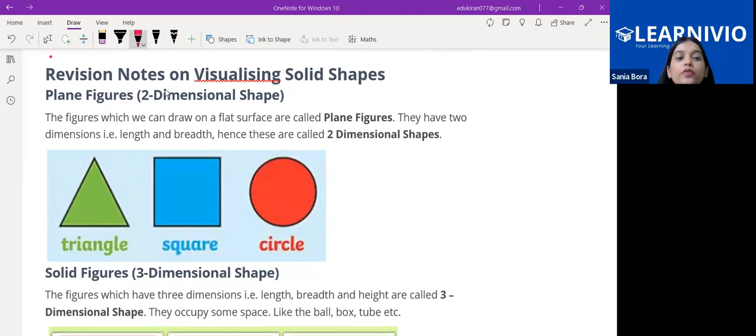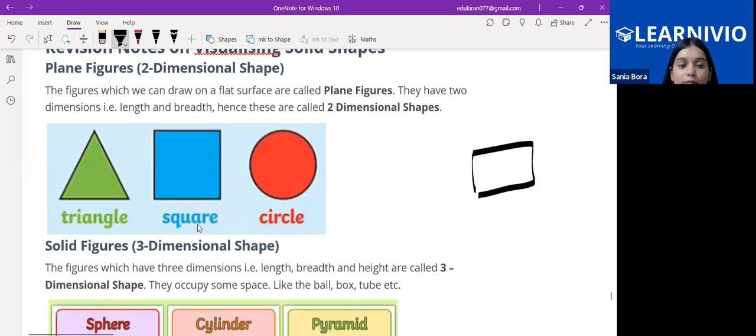So we are going to start a new chapter today, which is visualizing solid shapes. First we will make a few notes, and on the basis of that we'll be starting. The figures which we can draw on a flat surface are called plane figures. Any figure which you can draw on a plane surface, a flat surface, is a plane figure. They have two dimensions, length and breadth, hence they are called 2D, or two dimensional shapes, like triangles, squares, circles, right?